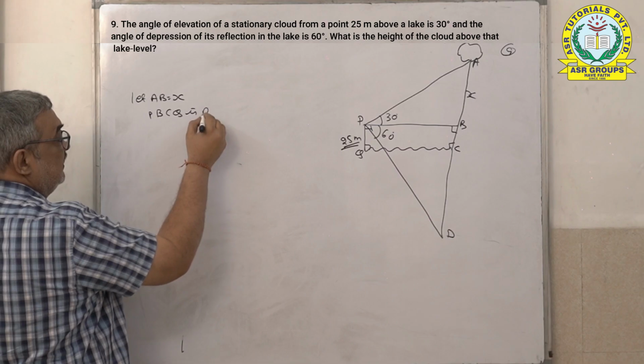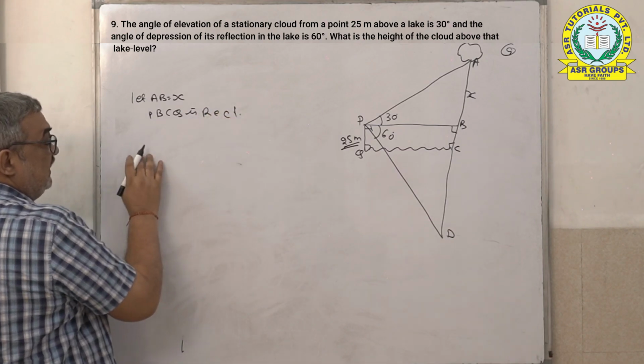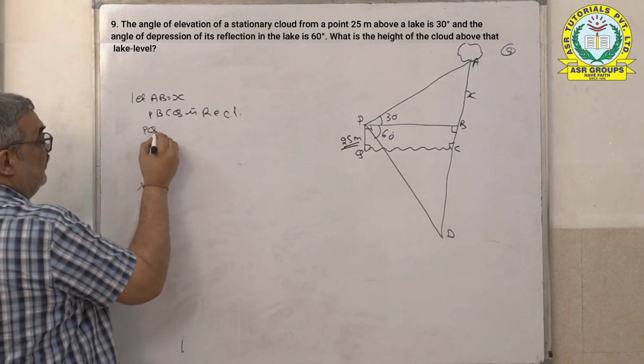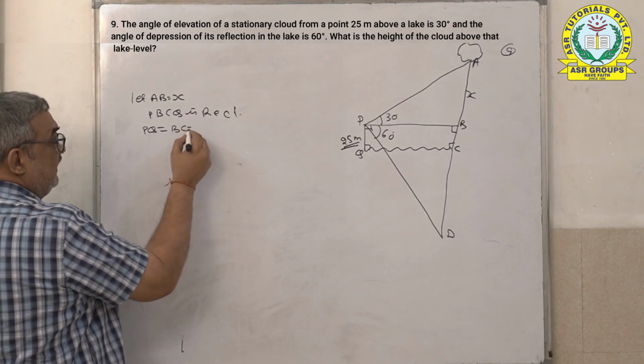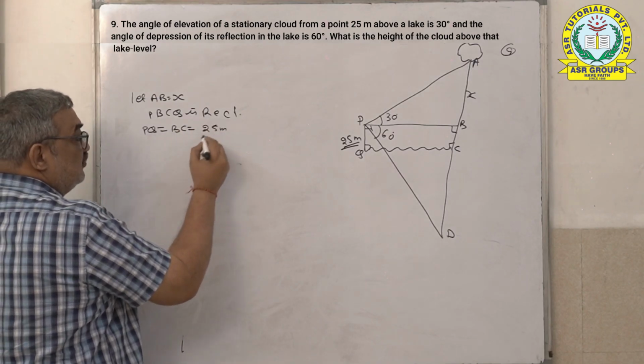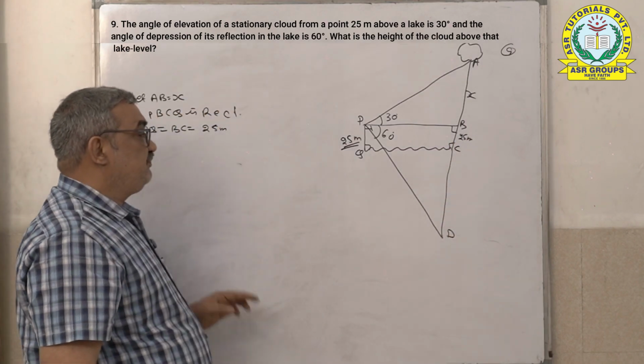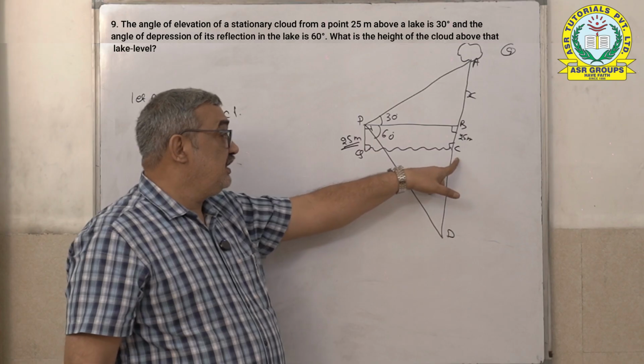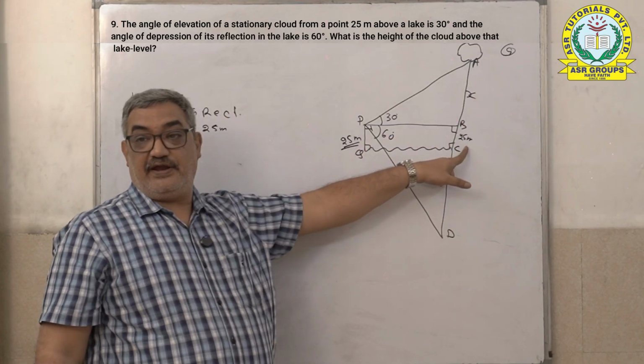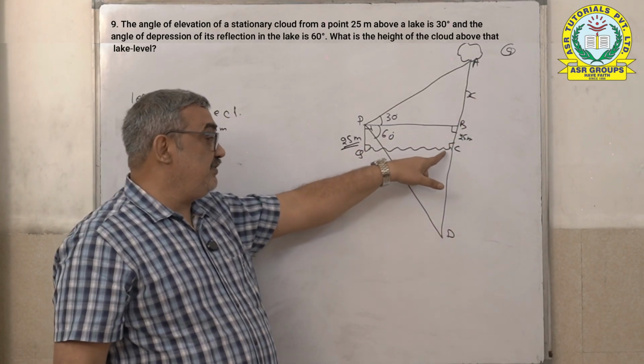PBCQ is a rectangle. Opposite sides of a rectangle are equal, so this is also 25 meter. So AC how much? X plus 25. Image starts from here.